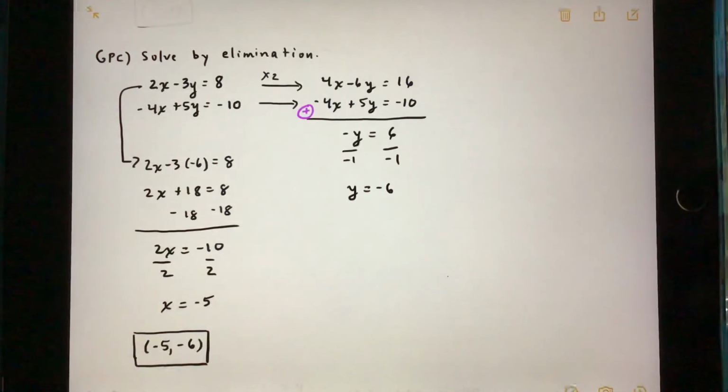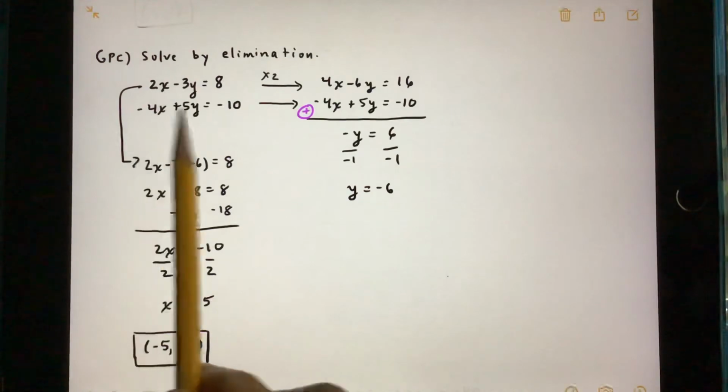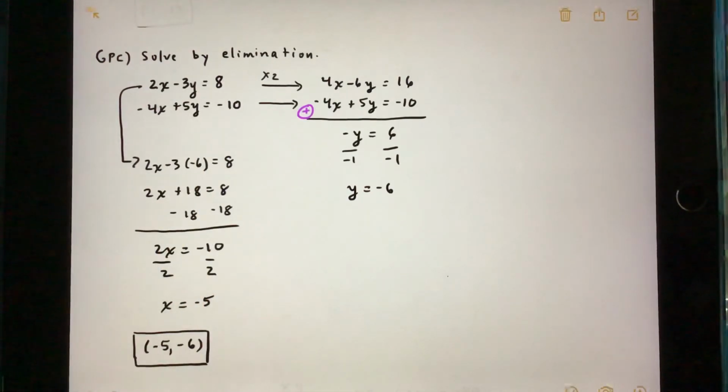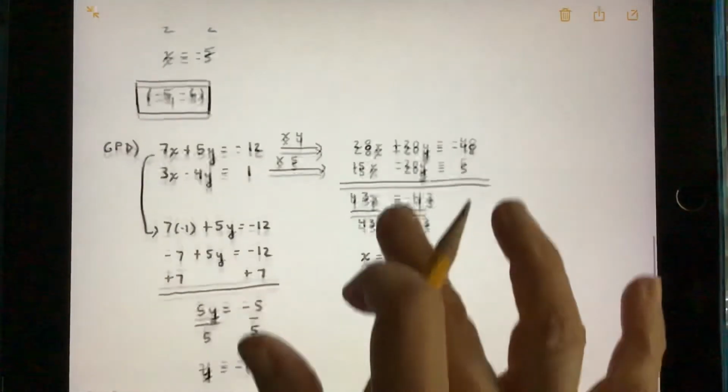So we found the one x value and one y value that solves both equations, and that is the purpose of solving a system, to find the one value of each variable that will work in both and make them both true. All right, last one, guided practice D.